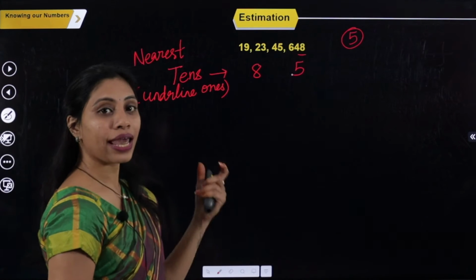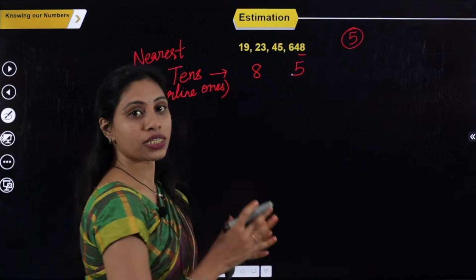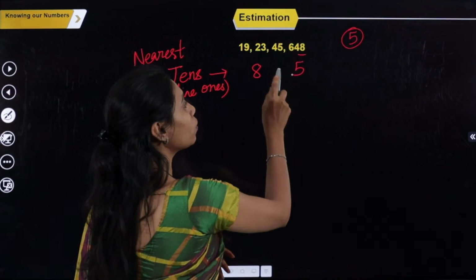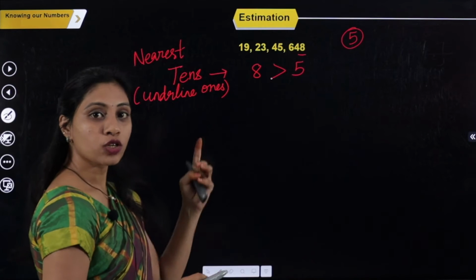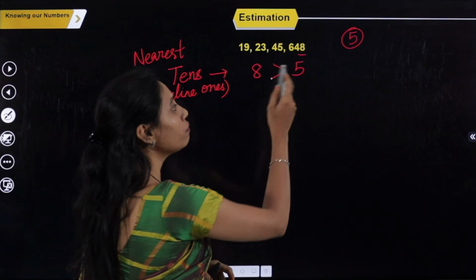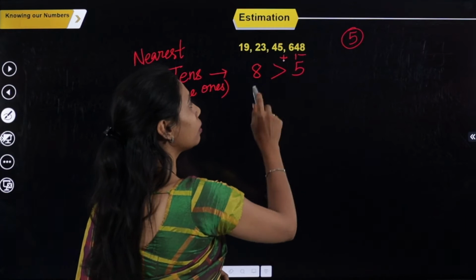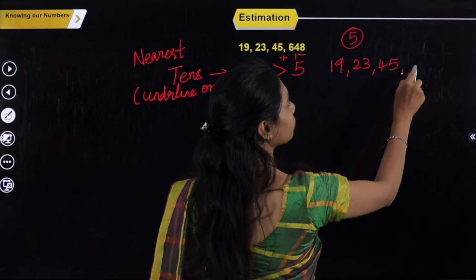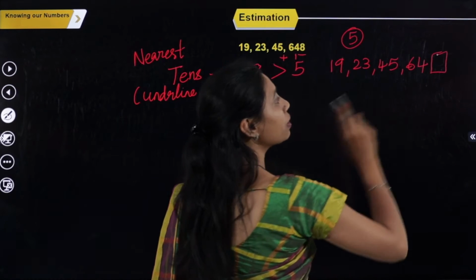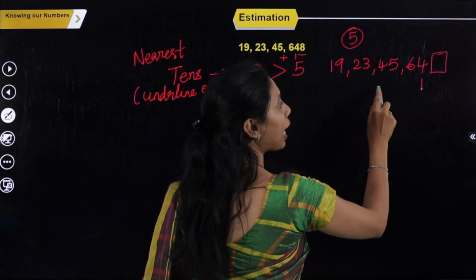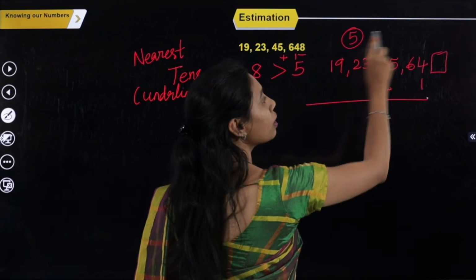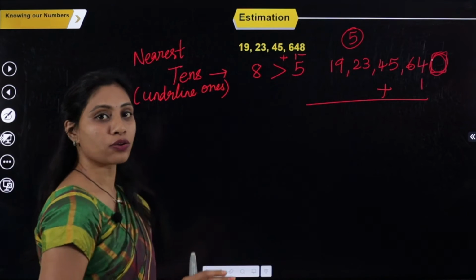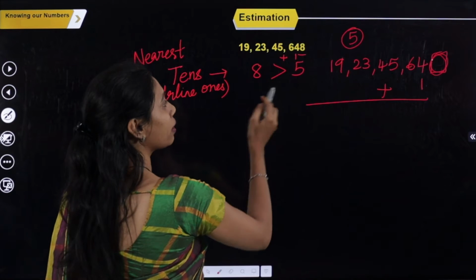Now I have to compare 8 by 5. Whatever the digit present in that underlined place, we always compare it using the digit 5. We know that 8 is greater than 5. So if the digit is greater, what will we do? We will add 1 to the number other than the underlined number. Here the underlined number I ignore completely. Now I will add 1 to the leftover number, and I will make the underlined place 0 since it is greater than 5.